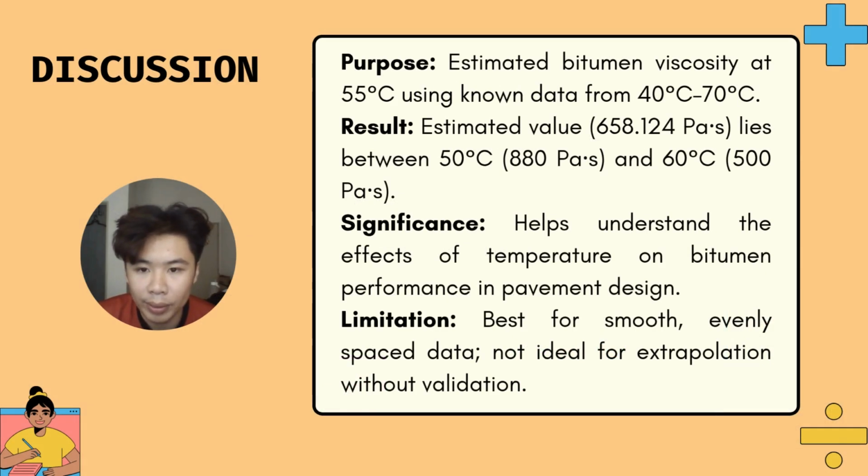Hello, my name is Taiwei and I will present the discussion part. The primary objective of this analysis was to estimate the bitumen viscosity at 55 Celsius by using existing data ranging from 40 Celsius to 70 Celsius.